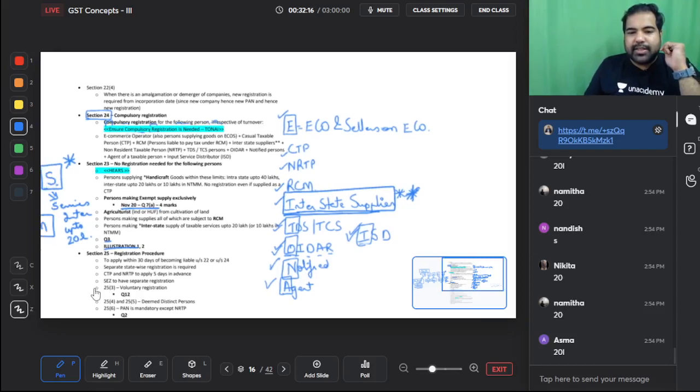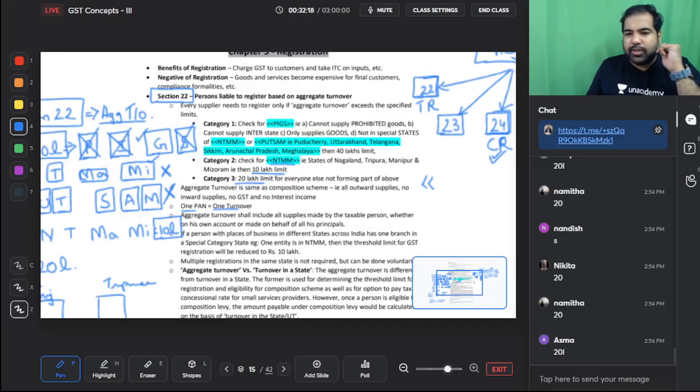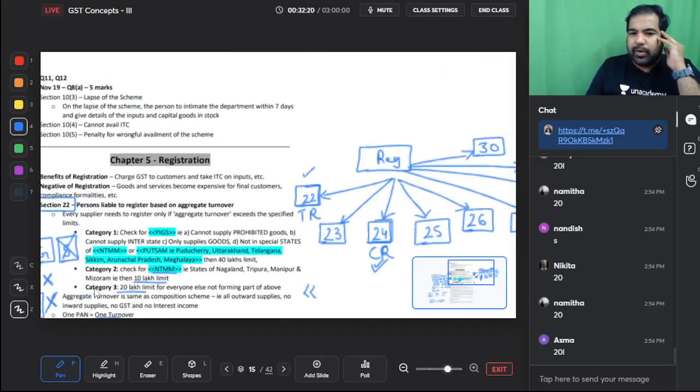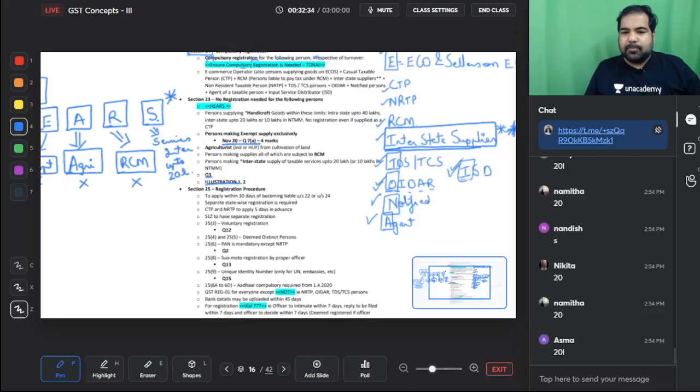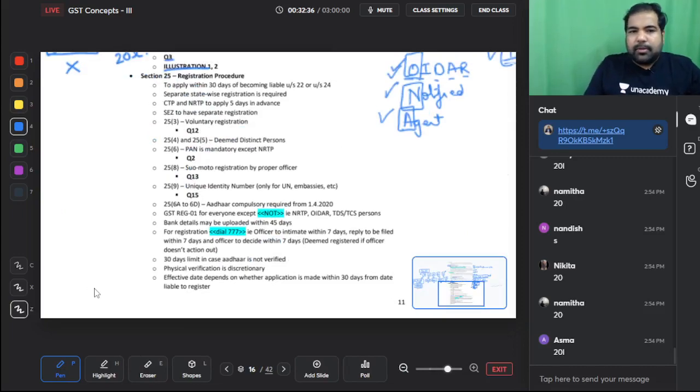Perfect. So these three sections are done, which tell you how to register. 22 and 24 tell you how to register, 23 tells you how not to register. Now we are moving ahead to section 25. Section 25 is one of the most interesting sections, but it's theoretical.